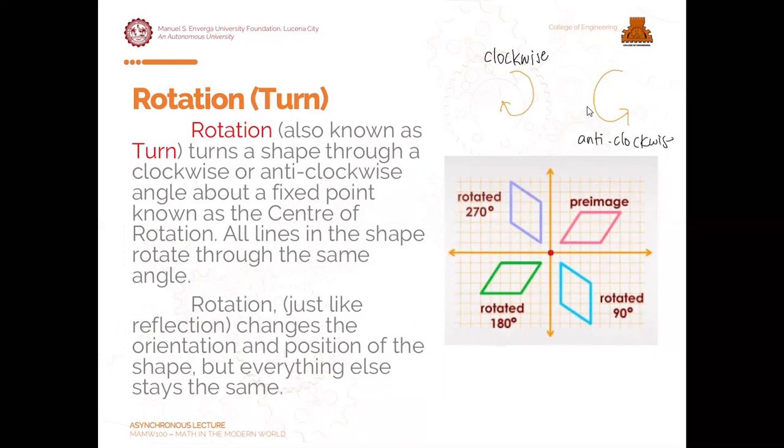Ito ay anti-clockwise or counterclockwise. Okay? So again, going here, pag 180, so if i-flip natin from this image, punta doon, so 180 degrees, kaya meron tayo nito. Then pag 270 degrees, meron tayo nito. Okay? So it's a matter of identifying yung center of rotation natin. Then follow lang natin yung angle of rotation natin. So walang nagbabago doon sa shape. Ang nagbabago lang niya is yung orientation and position. Okay?